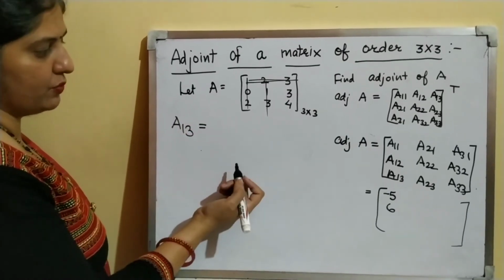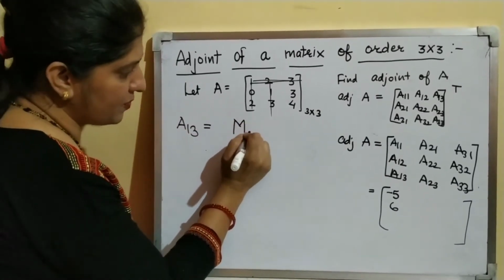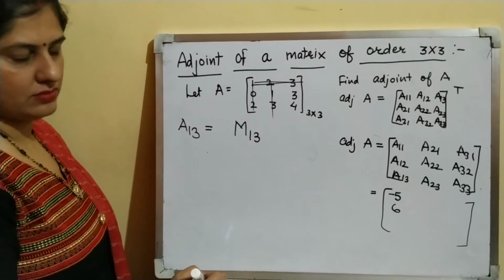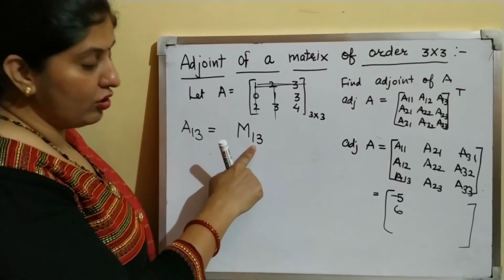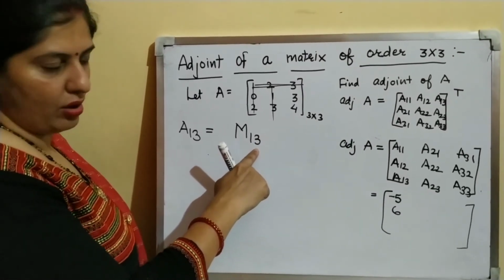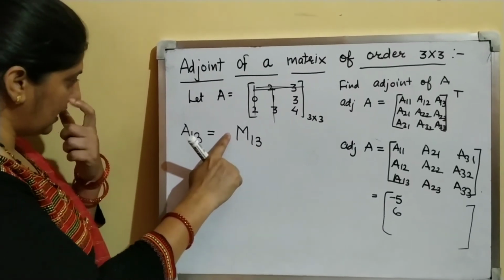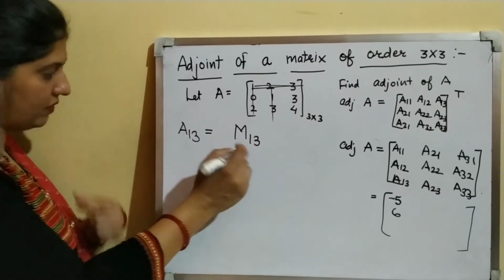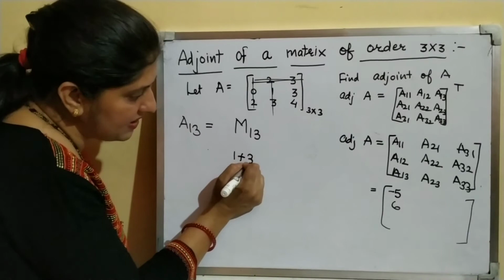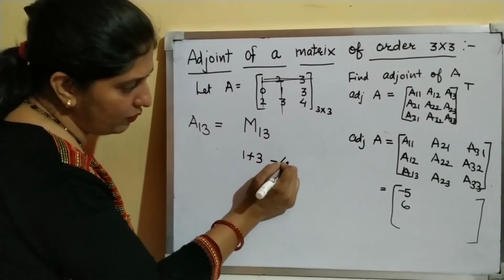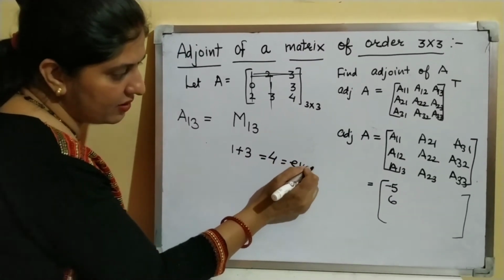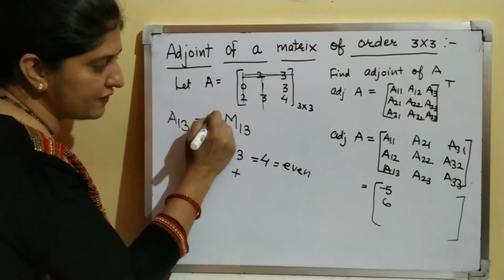A13 is equal to the corresponding minor of the element that belongs to the first row and third column. Now put the sign, positive or negative. See here, the sum of the suffixes is equal to 4, which is even. So we have to take the positive sign.